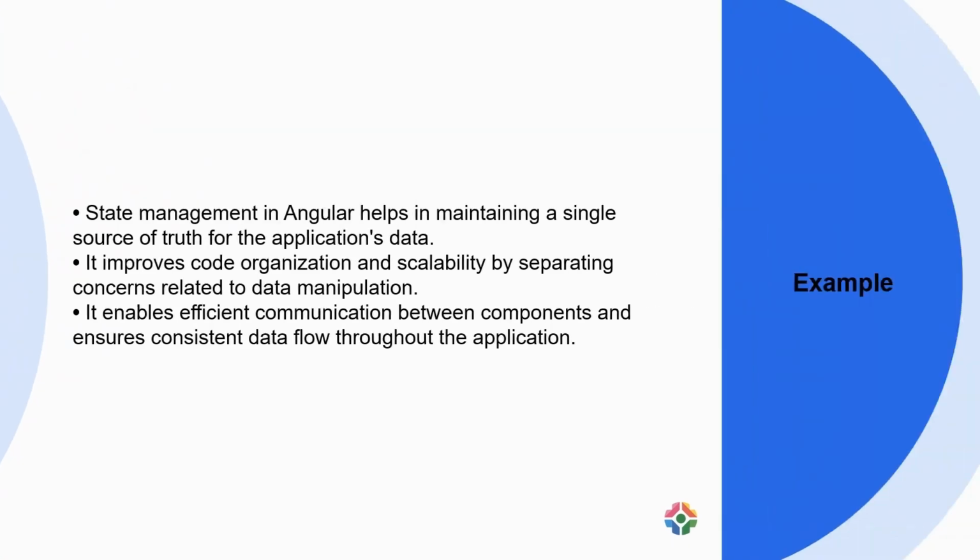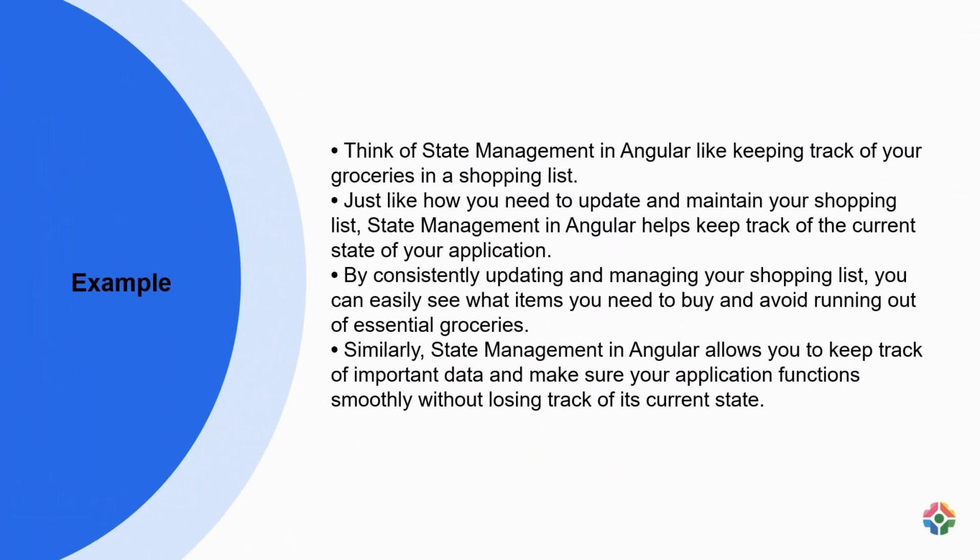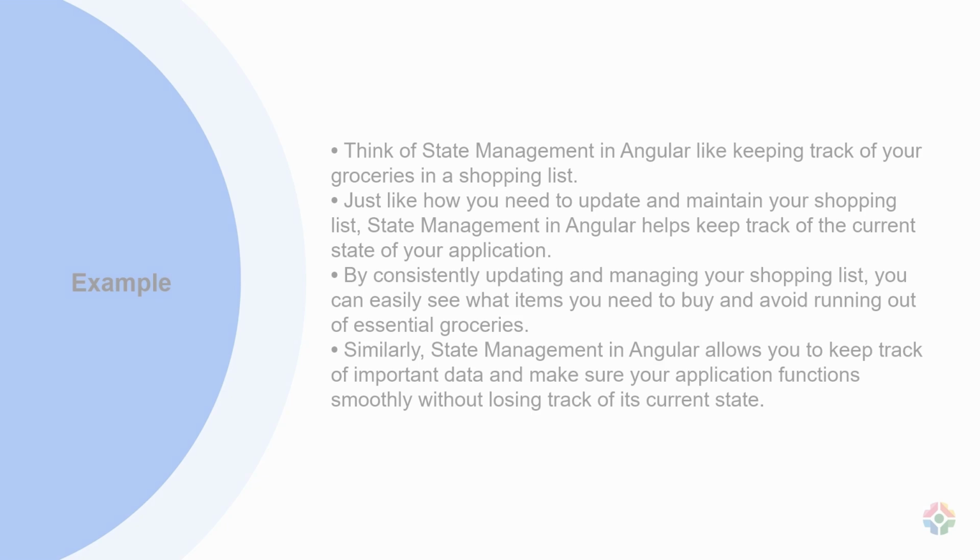Think of state management in Angular like keeping track of your groceries in a shopping list. Just like how you need to update and maintain your shopping list, state management in Angular helps keep track of the current state of your application. By consistently updating and managing your shopping list, you can easily see what items you need to buy and avoid running out of essential groceries. Similarly, state management in Angular allows you to keep track of important data and make sure your application functions smoothly without losing track of its current state.